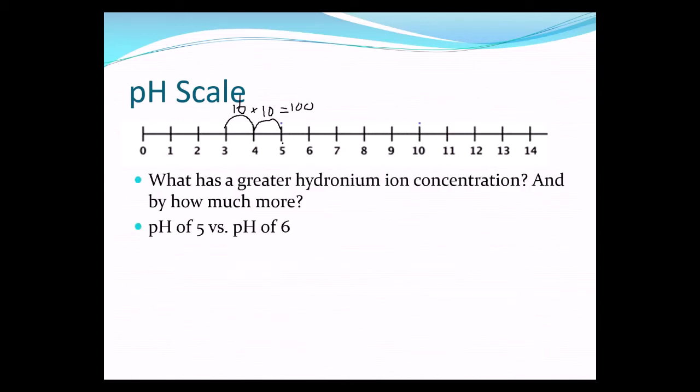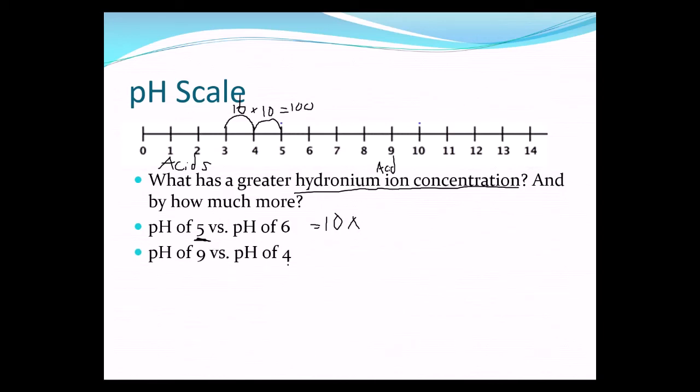So when questions ask this, what has a greater hydronium ion concentration and by how much more? So hydronium ion concentration means acid. So who's a better acid? Well, my better acids are here, right? The lower the number, the more acidic it is. So 5 would have a higher concentration of hydronium ions, and it would be 10 times more.